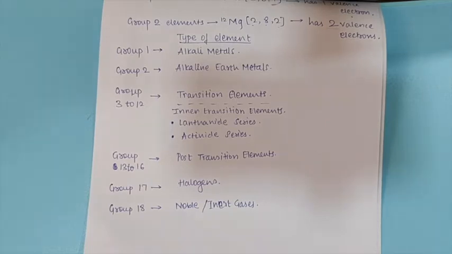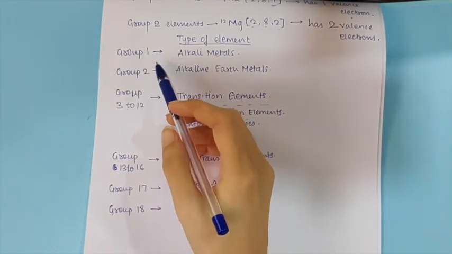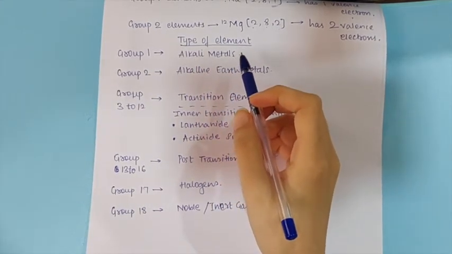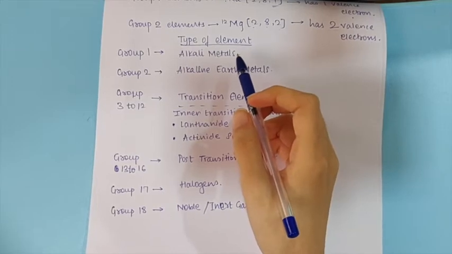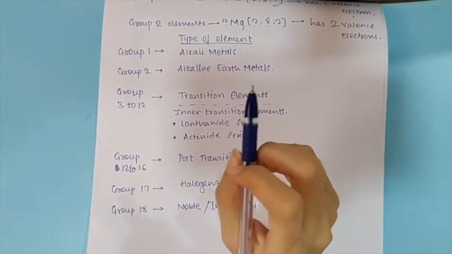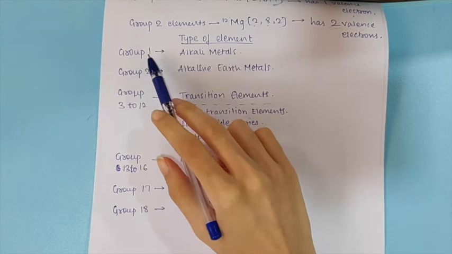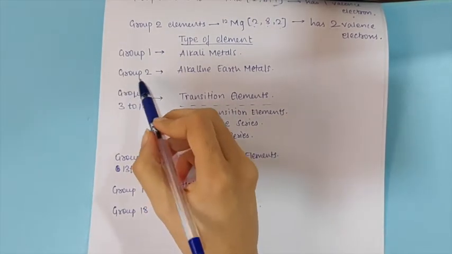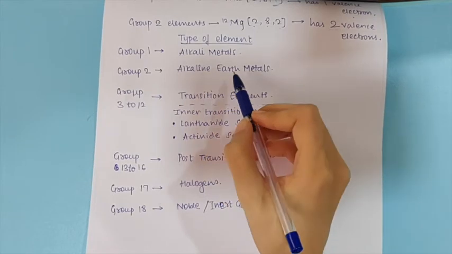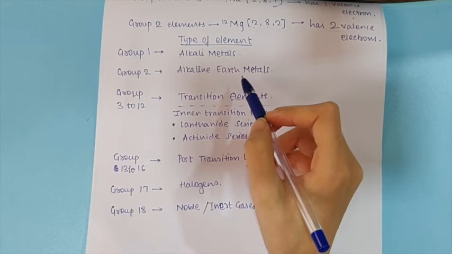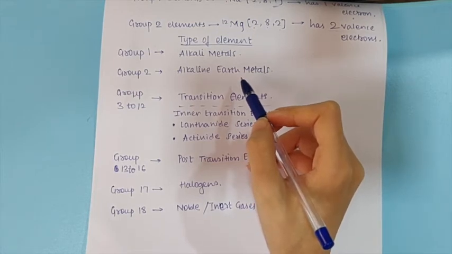Now, the elements in each group are classified into some types. So, coming to the first group, group 1, they are mainly the alkali metals. For example, lithium, sodium, potassium, rubidium, cesium and francium. This comes under the alkali metals in group 1. Now second is group 2, which has alkaline earth metals. For example, beryllium, magnesium, calcium, strontium, barium and radium.